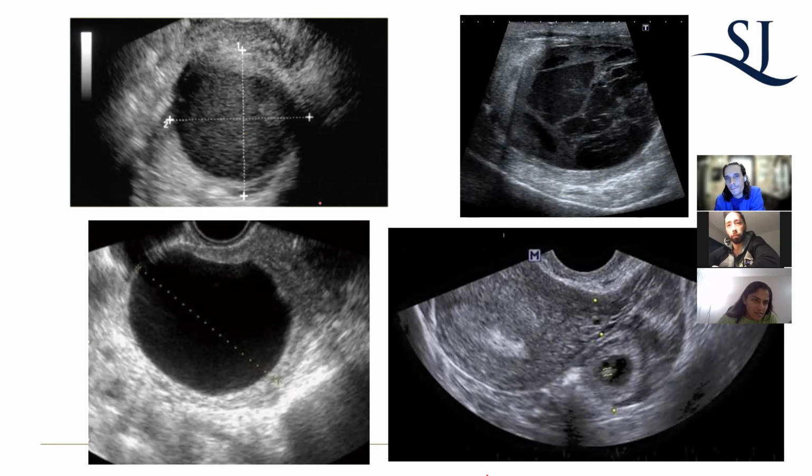Hypoechoic. Anechoic, I should say. This is ground glassy, right? Okay. Endometrioma. This is classic endometrioma. This is actually what it looks like, and this is actually what they'll test you on. You have a ground glass appearance. If you see this, endometrioma for sure.